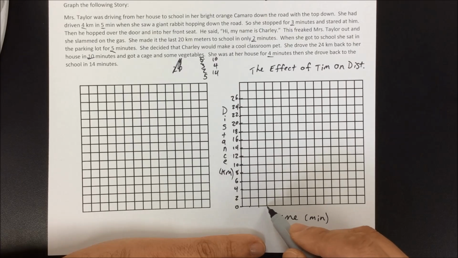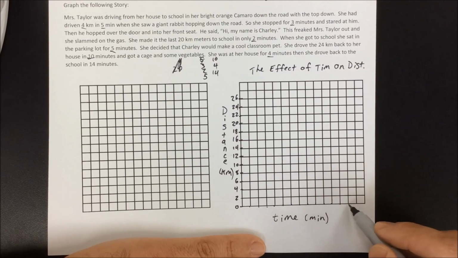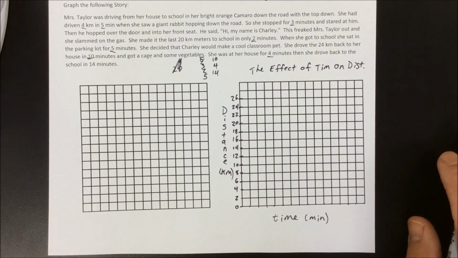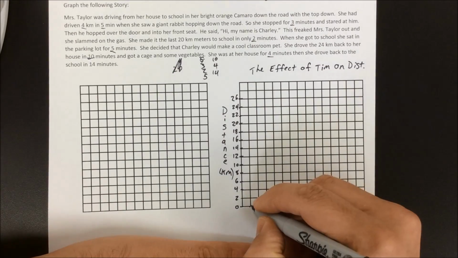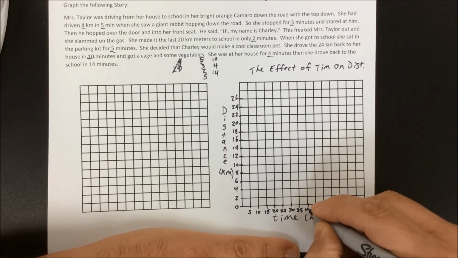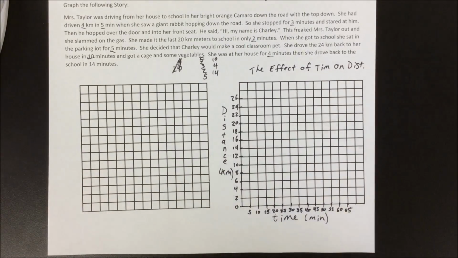I've got 15 lines. So I could go up by 3s. I think I'll just go up by 5s. Yep, so now I'm ready to graph.